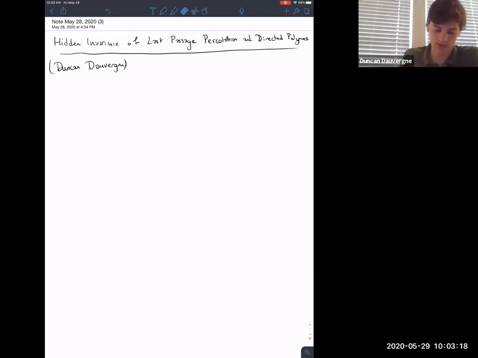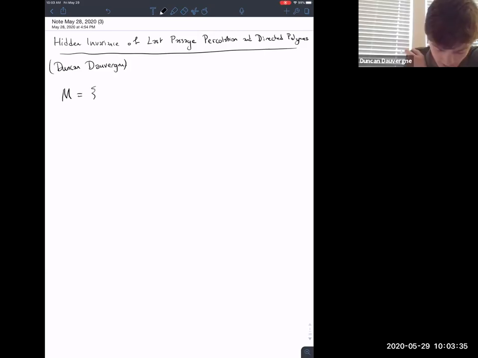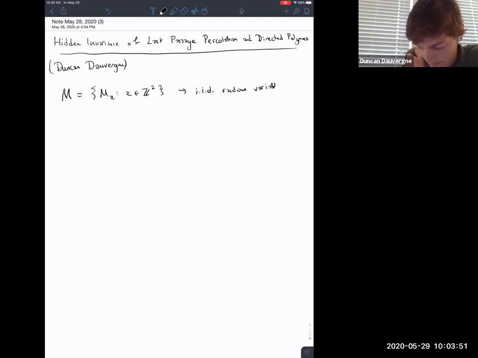Okay, so I'm going to talk about hidden invariance of last passage percolation and directed polymers. So I'll just start by introducing the models. I'm going to start with an environment M, which is just a collection of random variables on Z2. So these are always going to be, basically for the purposes of the talk, IID random variables.